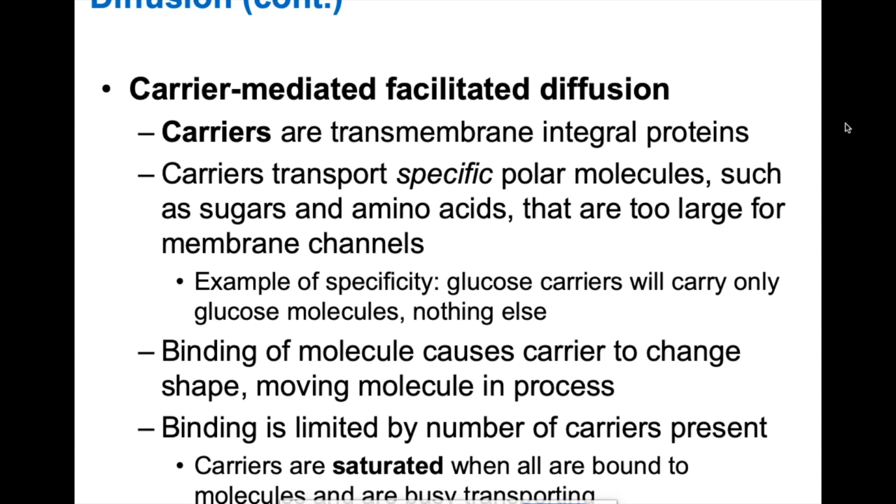The binding of the molecule causes the carrier to change shape, which moves the molecule in the process. We'll look at that in just a second. It's literally a conformation change that happens with the protein that's embedded in the plasma membrane. The binding is limited by the number of carriers present. So if the carriers are saturated, this means that all of the areas that they're able to bind have been filled with one of the transporters that's about to go through.